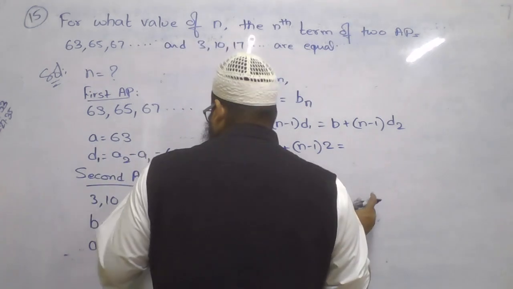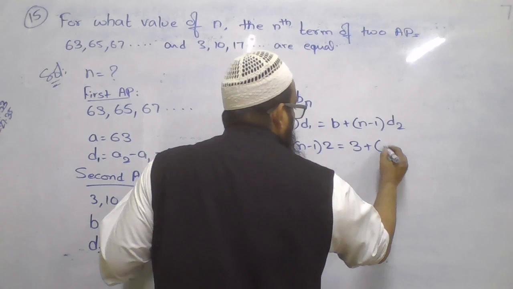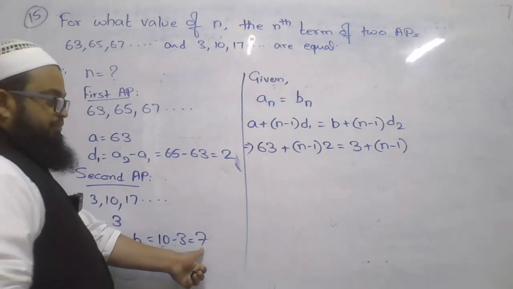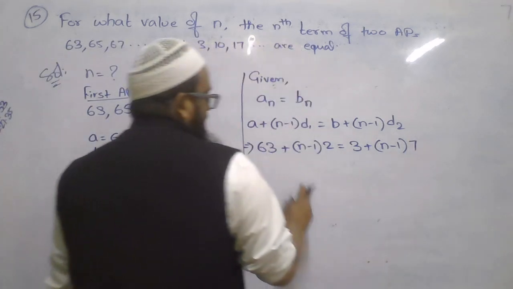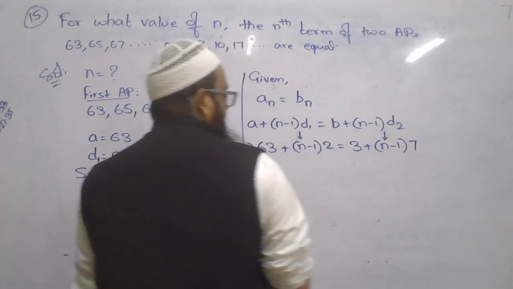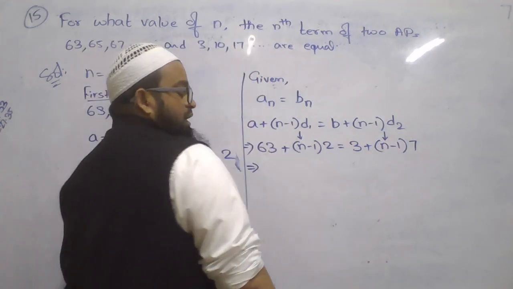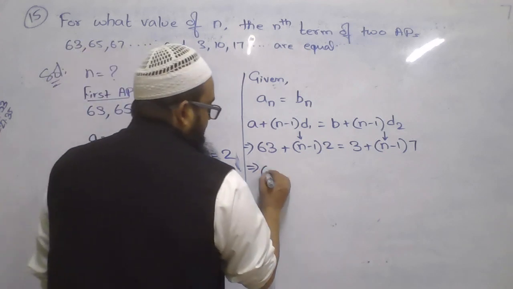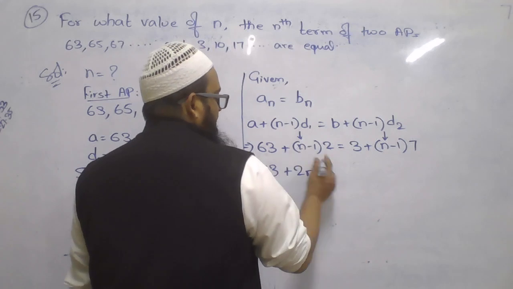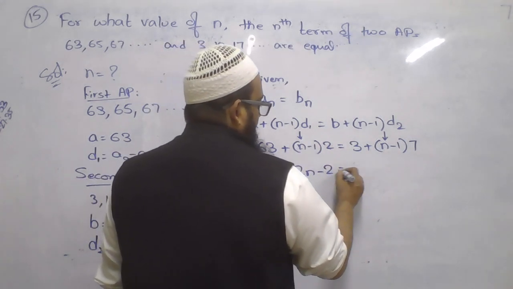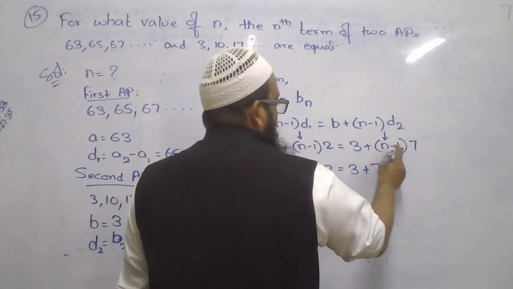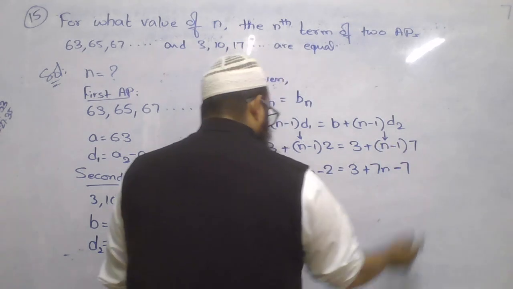What is the first term of the second AP? 3 plus (n minus 1) into the common difference of the second AP, 7. So sir, this became an equation, and in this equation you have one variable and both sides are equal, right? So then you can find that variable. So 63 plus 2n, 2n plus into minus 2, ones are 2, equals 3 plus 7n, 7n plus into minus 7, 7n's are 7.